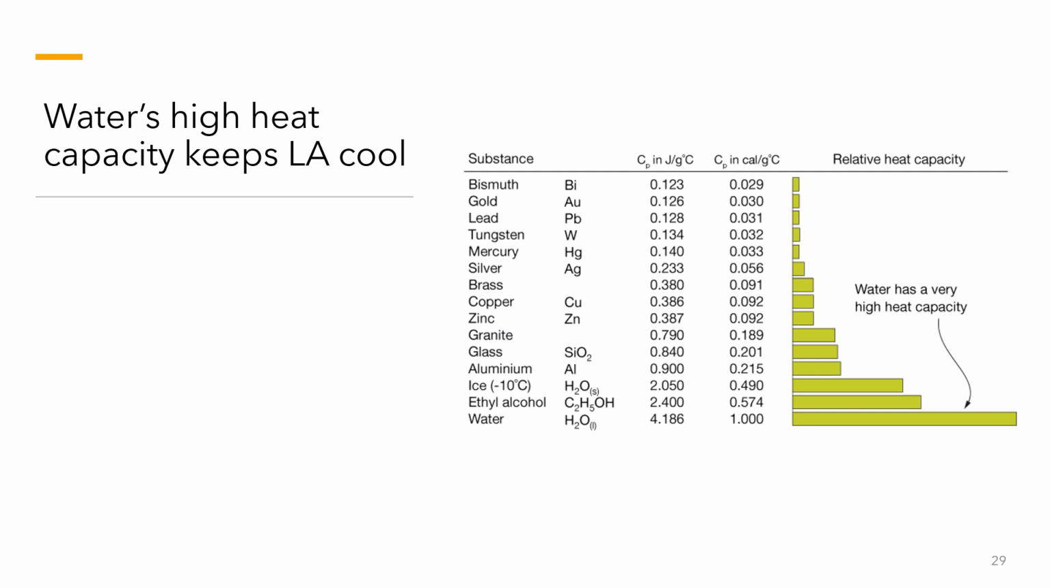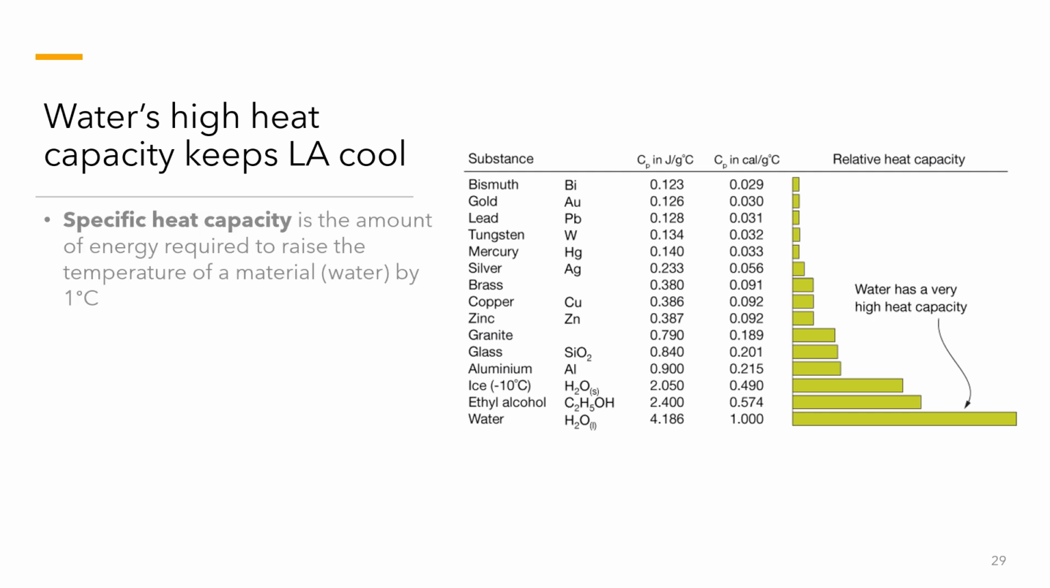Water has what we call a high heat capacity, and it is what allows coastal cities to remain cool compared to more inland cities. Specific heat capacity is just defined as the amount of energy required to raise the temperature of a material, in this case water we're talking about, by 1 degree Celsius. So how much energy does the water have to absorb or take in before the temperature of the water goes up by 1 degree?